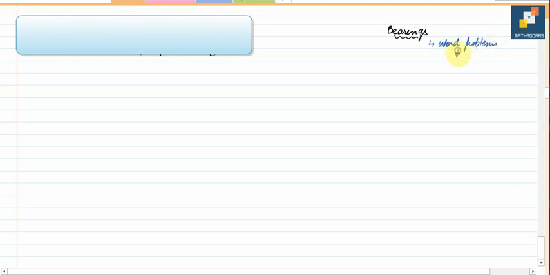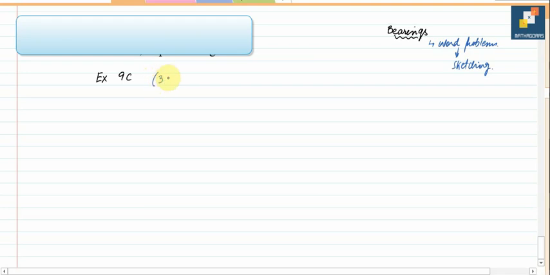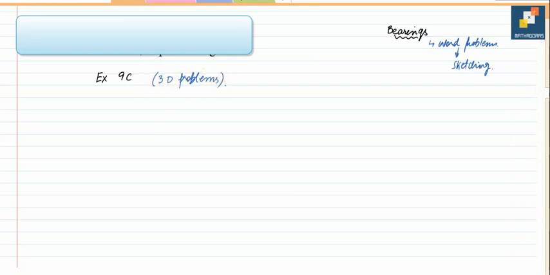In those word problems, the most important step is your sketching. If you sketch your figure right, then 80% chances are that you will attempt your question in a right way. Now in today's class we are going to start exercise 9C. In this exercise we are going to cover 3D problems, right? The questions that exist in a 3D plane, x, y and z axis.